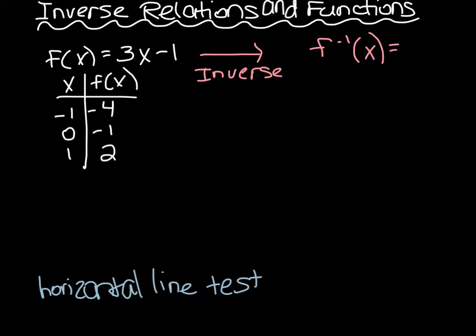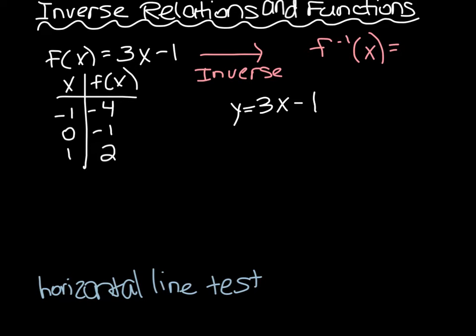Inverse relations and functions. So there's a few different ways to find the inverse of a relation or a function. The first way is if they give you a starting function. So they're giving us here f of x equals 3x minus 1. So in order to find the inverse function, you can set it up as y equals 3x minus 1.